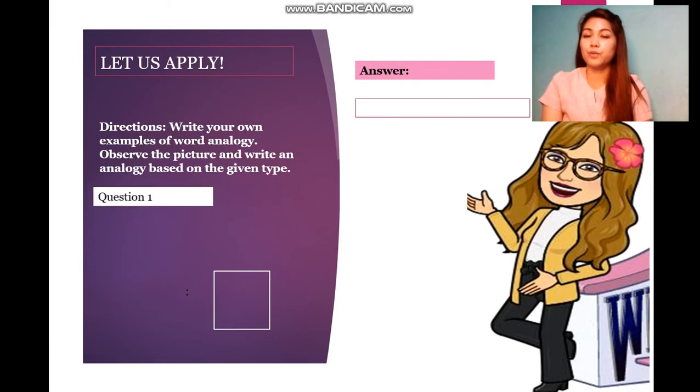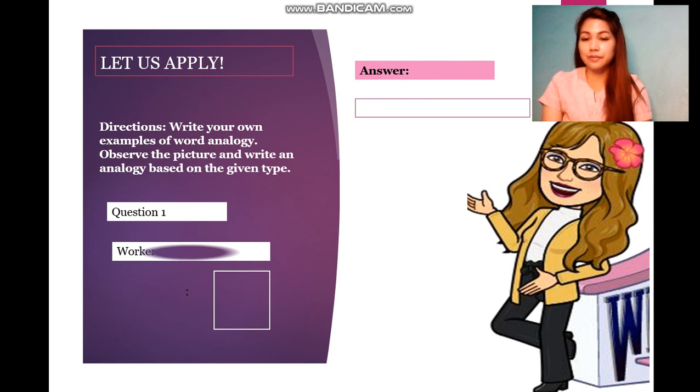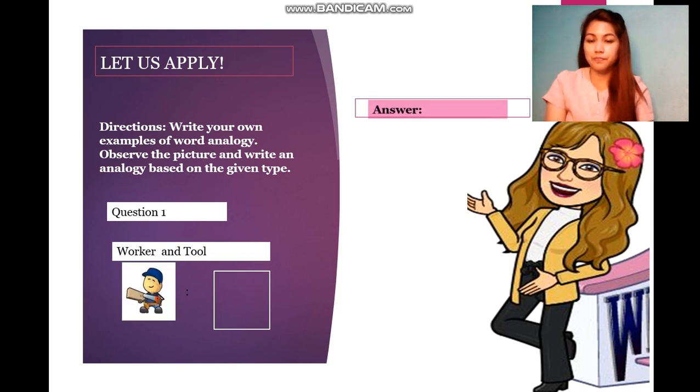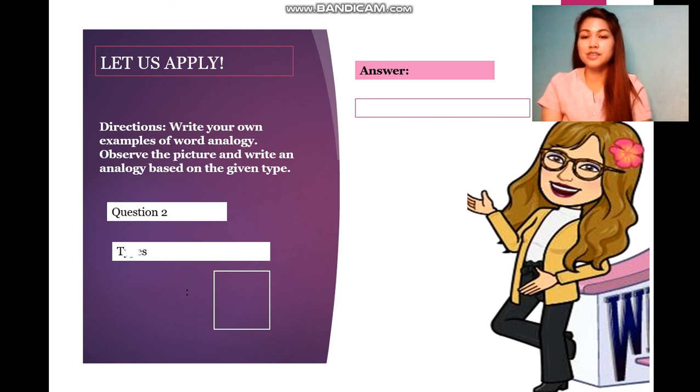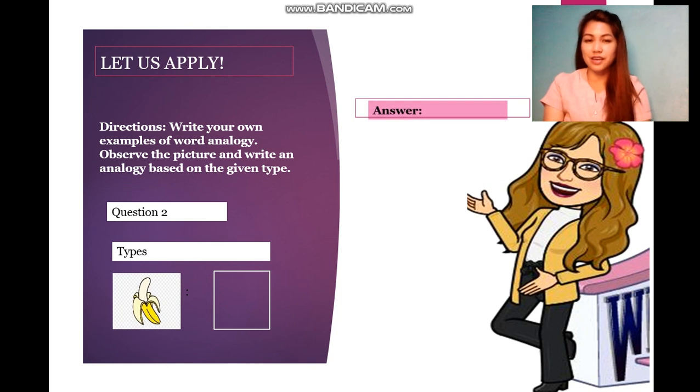Let's begin. Question number 1. The given type is worker and tool. Look at the picture. Okay, I'm giving you time to answer. About 5 seconds, I think. Okay, next. Question number 2. The given type is types relationship. Look at the pictures. Very easy. Okay, write your answer now.